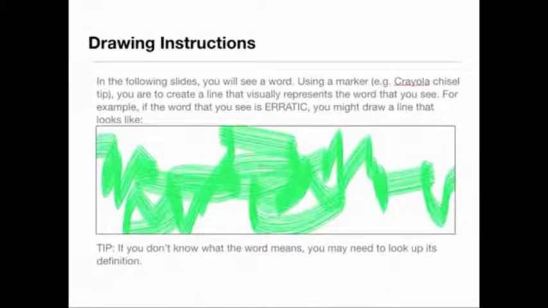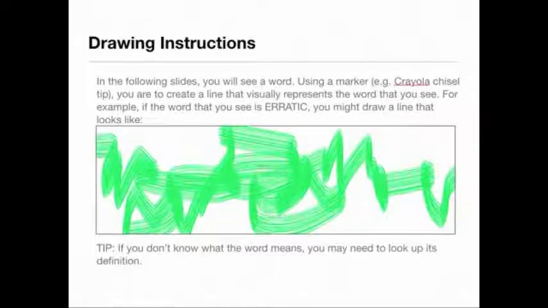So I'm going to be showing you a variety of different slides, and I want you to use a marker. It doesn't matter what color or what type, but it could be something like a Crayola, for example, and you are going to create a line that visually represents the word that you see. So for example, if you see that the word is erratic, you might draw a line that looks like this. Right? If you don't know what the word means, you may need to look up its definition.